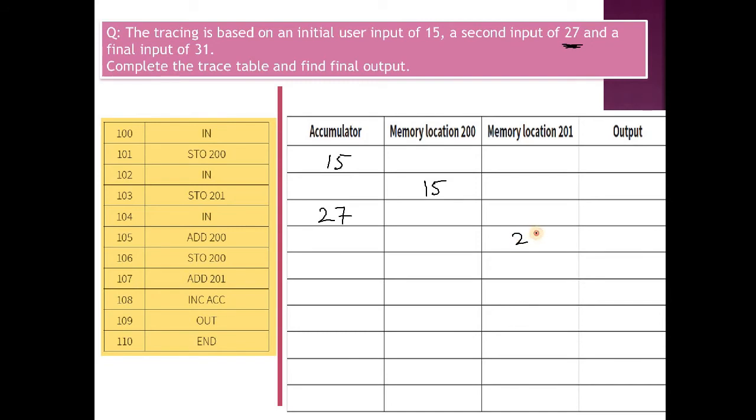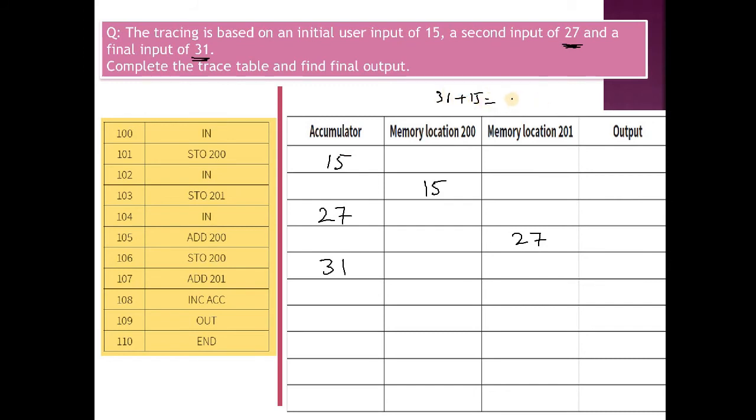Then again it will be taking input, that is 31, because the third input is 31. So 31 will come here. Then it will add with the value 200. The value of 200 will be added with the value accumulator is having. Recently it has taken an input, that is 31. So 31 and the value of position 200 will be added. 31 plus 15. This is equal to 46.